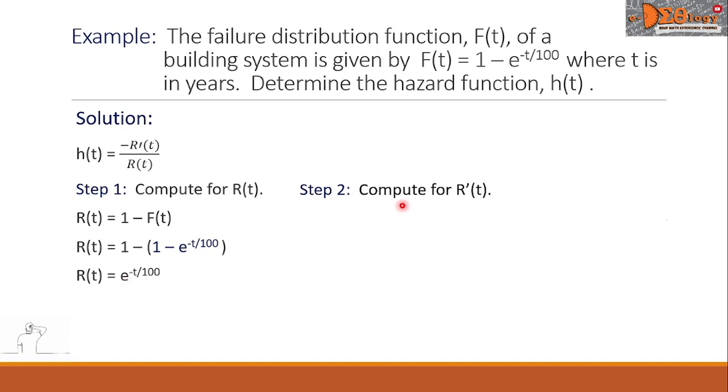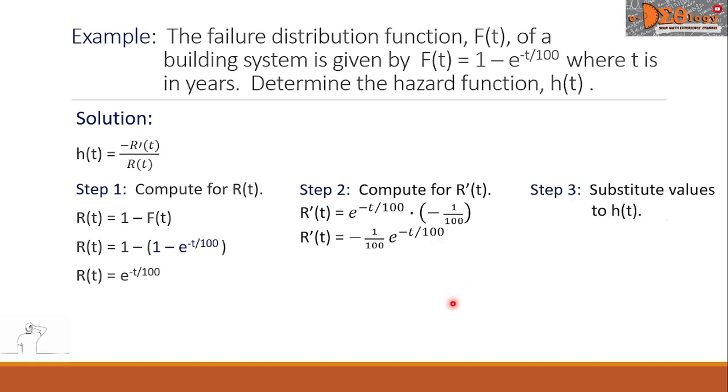Step 2, let us compute for the derivative of R. R prime of t is equal to this exponential e raised to negative t over 100 times the derivative of this negative t over 100, and that is negative 1 over 100. Simplifying this, we have negative 1 over 100 times e raised to negative t over 100.